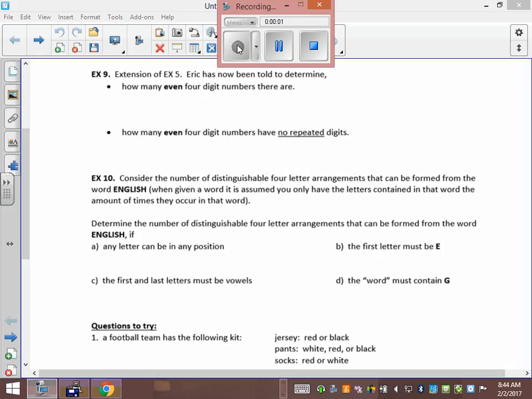Yesterday we looked at odd 4-digit numbers, and they weren't too difficult, especially if they didn't have to repeat. You just had to remember that you could bring the 0 back in the second space. That was the hardest part. Even 4-digit numbers, when they can't repeat, are a little bit harder because your back number could be a 0, which means if your back number is a 0, your second space can't be a 0. Or if your back number isn't a 0, your second space can be a 0.